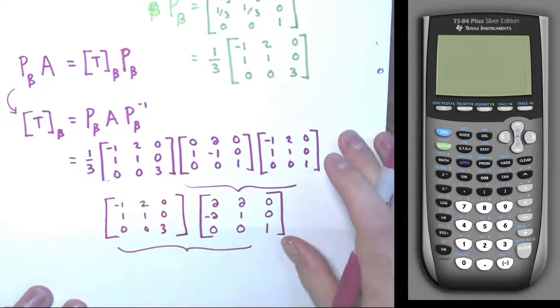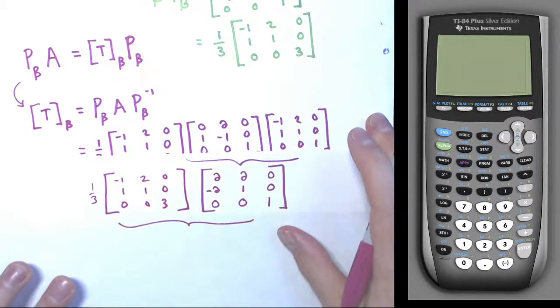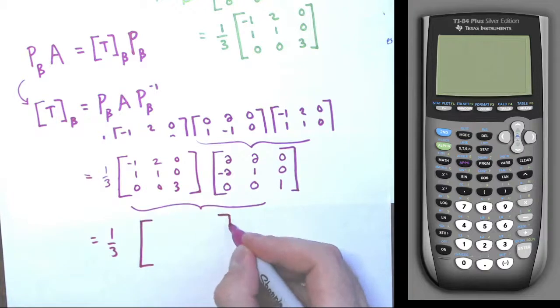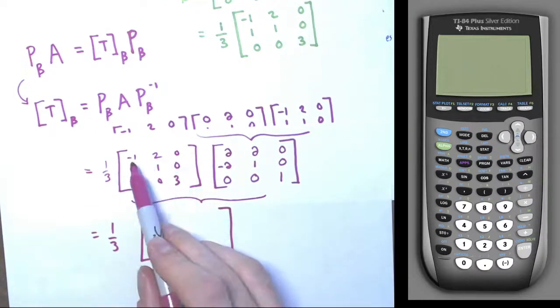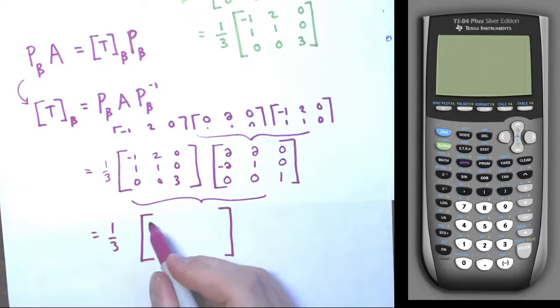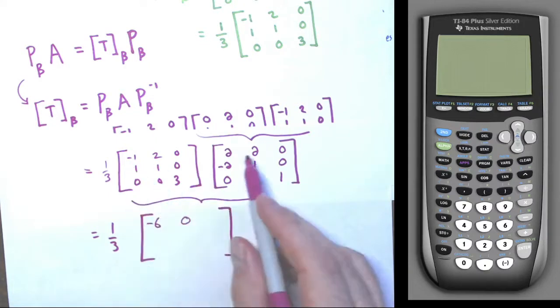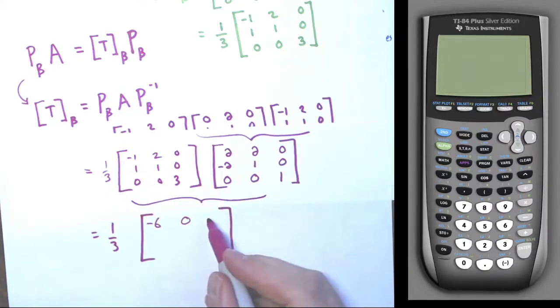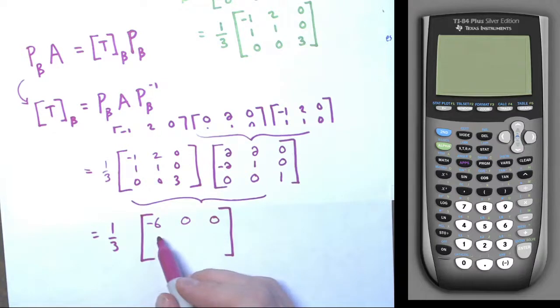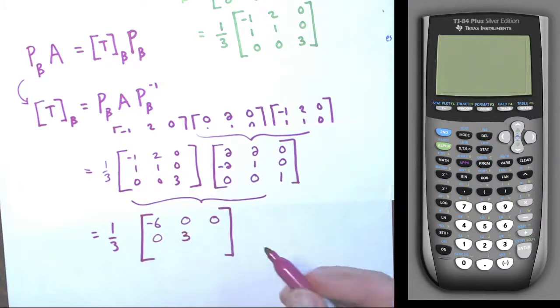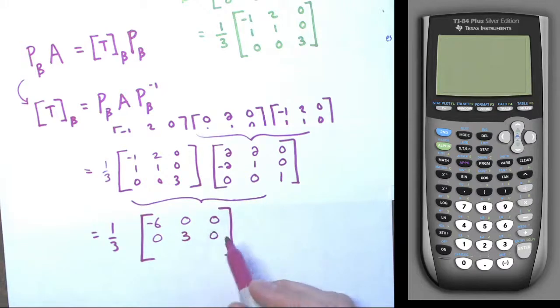See what we get. And don't forget there's this 1/3 out here. So we get 1/3 of another 3 by 3, where I got negative 2 minus 4, it's negative 6. Then negative 2 plus 2 plus 0. Then 0, 0, 0. Then 2 minus 2 plus 0, 0. And then 2 plus 1 plus 0, 3. And then 0, 0, 0, 0, 0, 0, 0, 0, 0, 0, 0, 3.